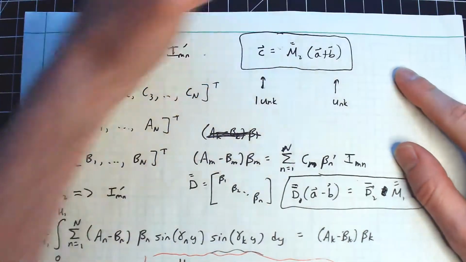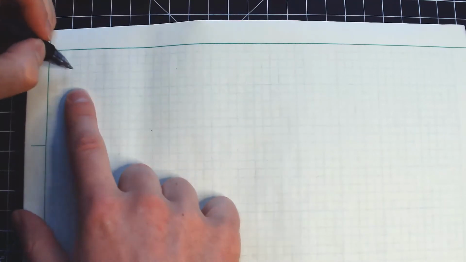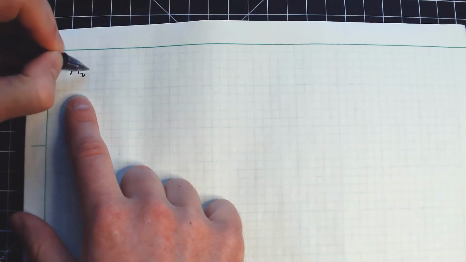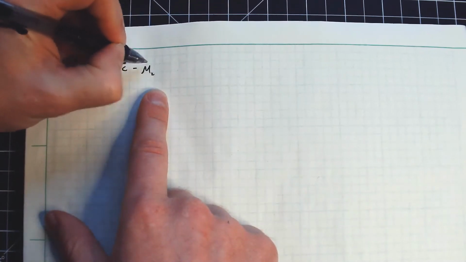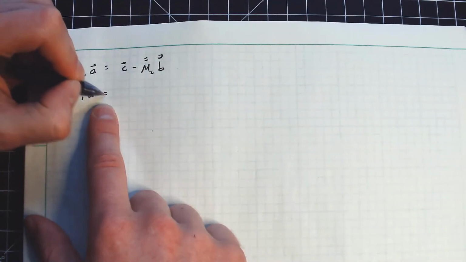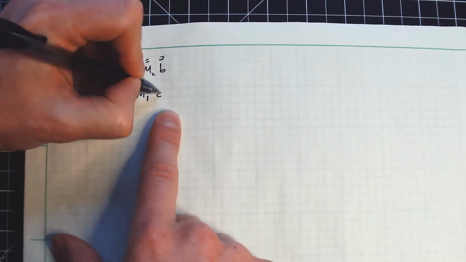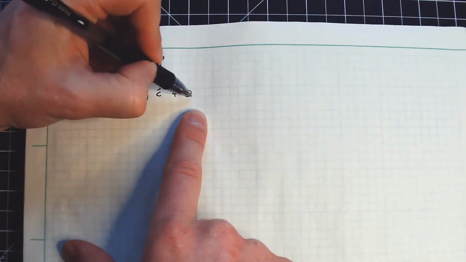And so we're going to rewrite these a little bit so that it makes more sense. I'm going to write M2 times A is equal to C minus M2 B. So I just rearranged this one, and I'm going to rearrange this one as well. And you'll get D1 A is equal to D2 M1 C plus D1 B.